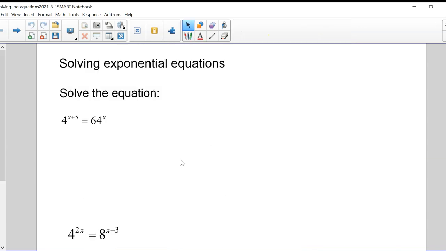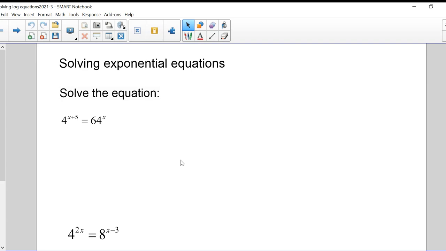We have done questions like this before. It's an exponential equation because the variable is in the exponent. Can anybody suggest how I would solve an equation that looks like the one that we're looking at right now? Is there any suggestion as to how I might be able to solve that? 4 to the power of x plus 5 is equal to 64 to the power of 4. Make them both have the same base, transform 64.